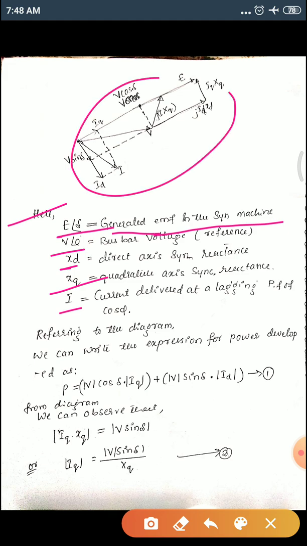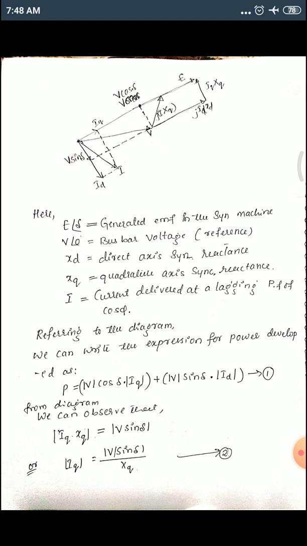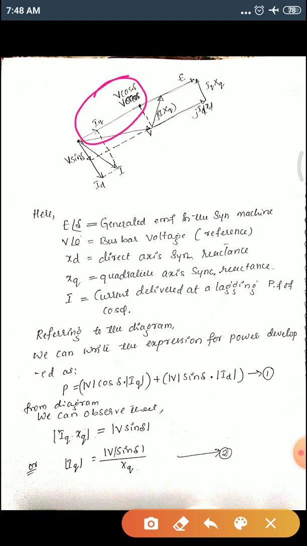By this phasor diagram, we write the power delivered, the power developed, as P is equal to V cos delta into IQ, because this is the power, plus V sin delta into ID. Let's call this equation number 1. In this equation, we need to substitute the values of IQ and ID. We need to calculate them and then substitute in this equation.